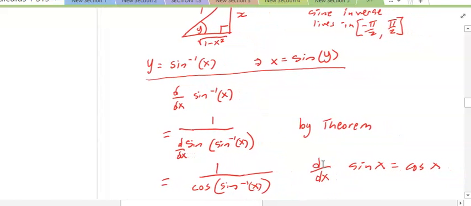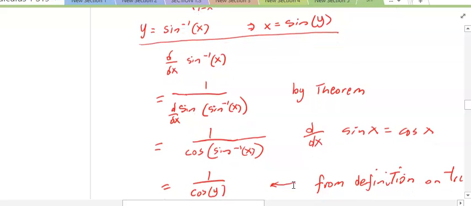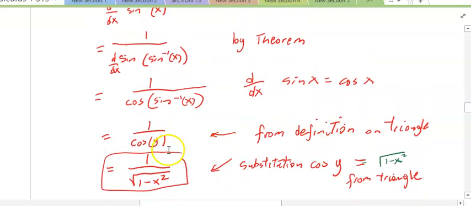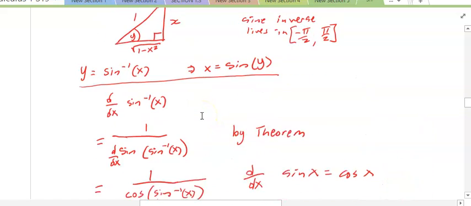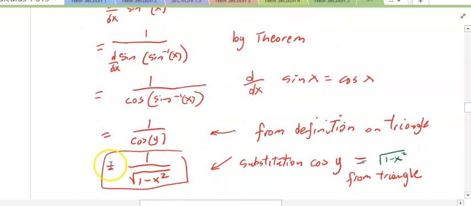So the derivative of sine of x would be cosine of x. So the derivative of sine inverse of x would be 1 over the cosine of the sine inverse of x. Now, we know that the sine inverse of x based on our triangle will just be y, because y is equal to sine inverse of x, from the definition on the triangle. And so what we want to do finally is insert the value for cosine of y. And remember, cosine of y was adjacent over hypotenuse, so that's radical 1 minus x squared over 1, which is just radical 1 minus x squared, and we plug that in. So that's going to be equal to 1 over radical 1 minus x squared, because we substitute cosine of y equal to radical 1 minus x squared from our triangle.